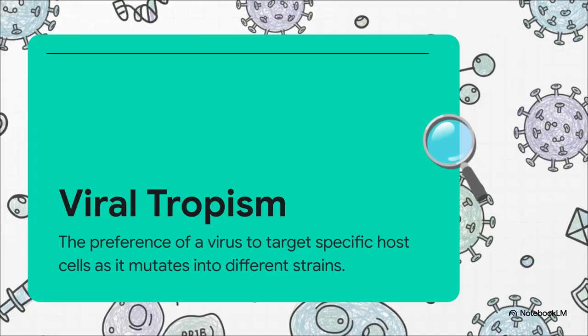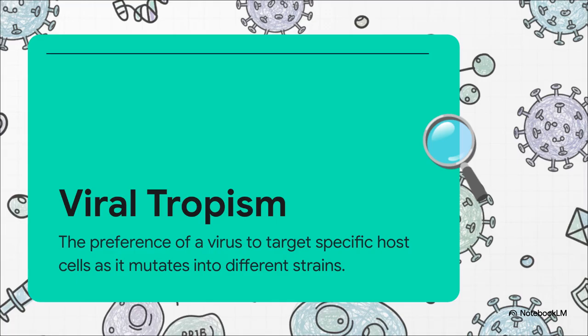Now, another crucial characteristic of HIV is its sloppy replication. It's notorious for making errors when it copies itself. It's literally a bad typist. This leads to mutations and slightly different strains forming within the exact same person. This creates something we call viral tropism, which is basically the virus changing its preference for which host cells it wants to target.